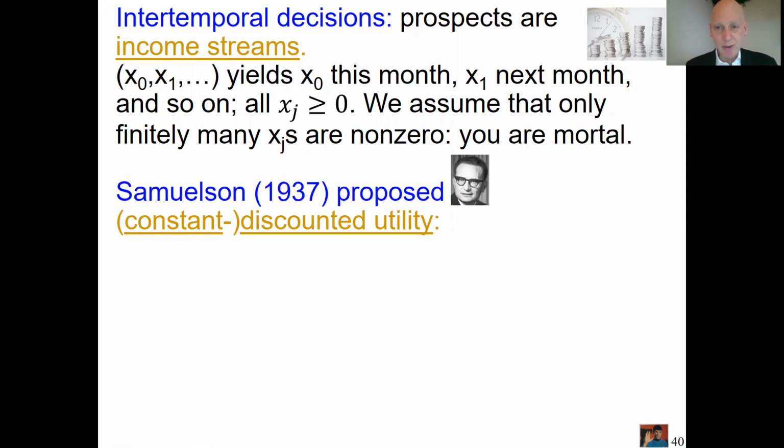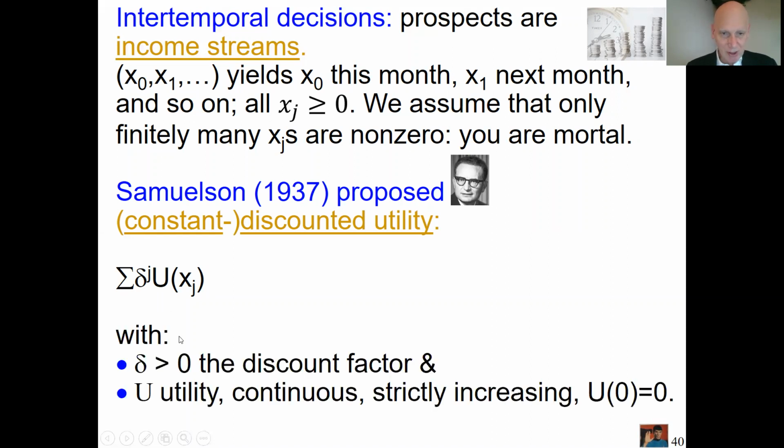Samuelson, you heard the name before, a clever, brilliant guy. Here again, a big idea. He proposed constant discounted utility, a good model to work with. Here is the formula of the model. What you do when you evaluate such an income stream, for every money amount you take its utility, capital U, but you multiply by positive money amounts, discount factors. So here the notation delta positive is a discount factor, but usually delta is smaller than 1.